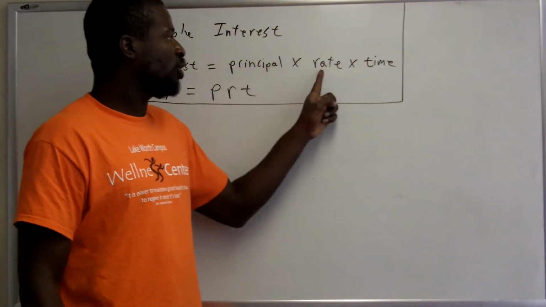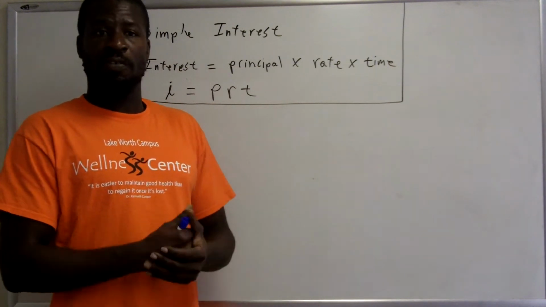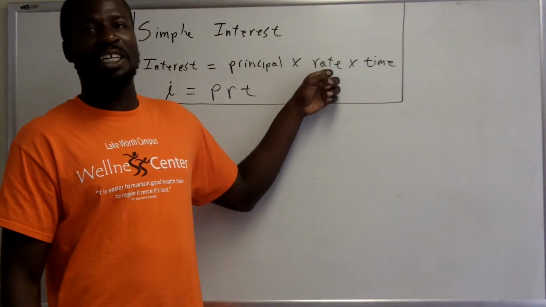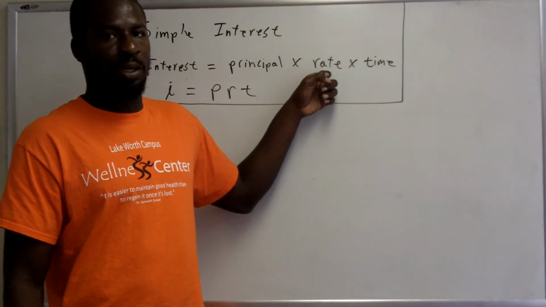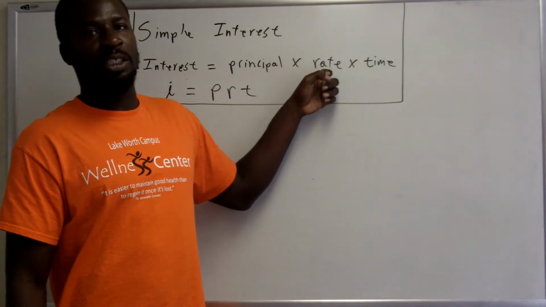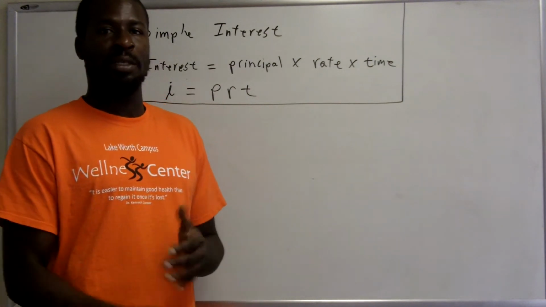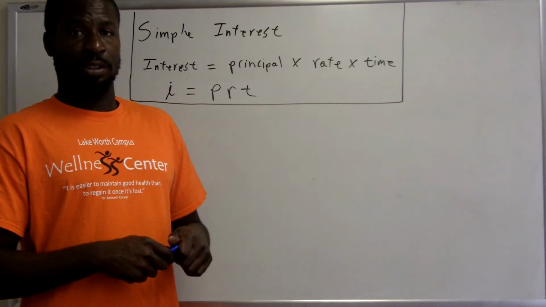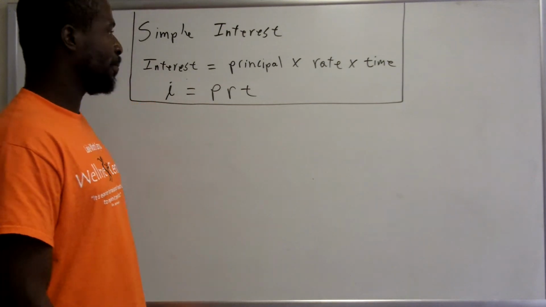Now, the interest rate and the time have to be using the same units of measurement. So, for instance, if the interest rate is given as a yearly interest rate, then time has to be in years. If the interest rate is given as a monthly interest rate, the time has to be in months. If the interest rate is given as a weekly interest rate, the time has to be given in weeks. For the most part, unless otherwise stated, you're going to assume that the interest rate will be a yearly interest rate.